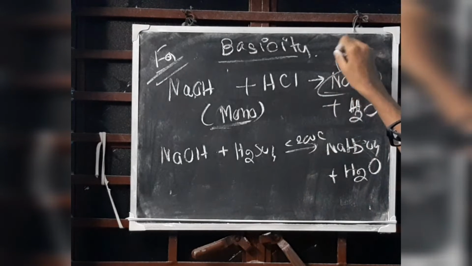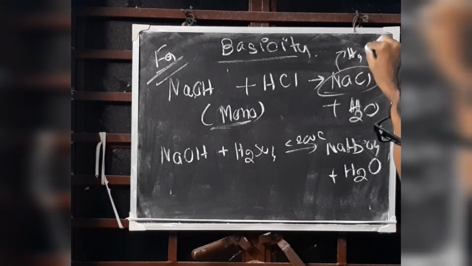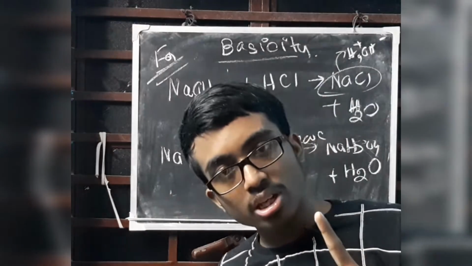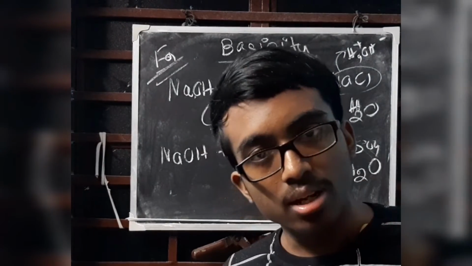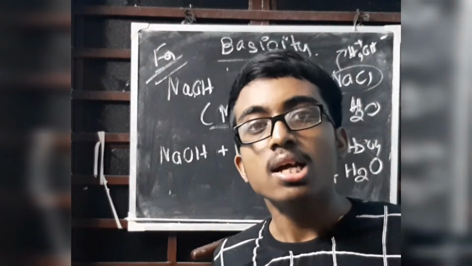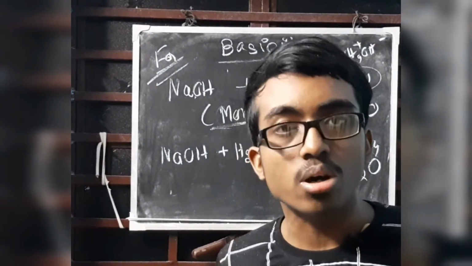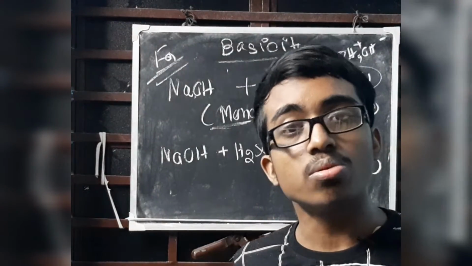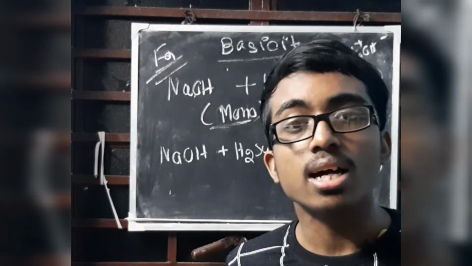Is there any hydrogen? No. Is there any OH minus? No. H plus is also not there. OH minus is also not there. That means nothing of the base is there. Nothing of the acid is there. Nothing is there. So it's a neutral salt. Clear? So a monobasic acid will always produce a neutral salt. It cannot produce any other salt.